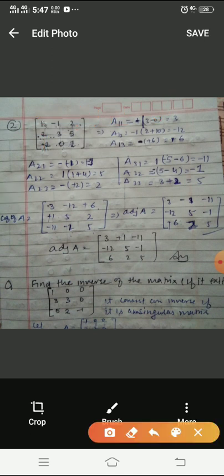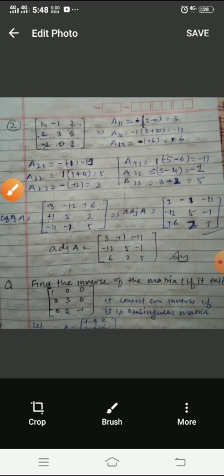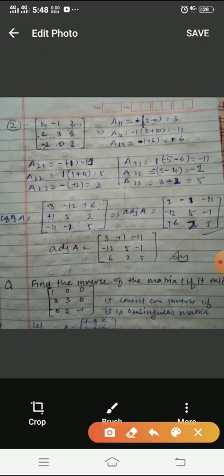Okay. So when you cross multiply, cancelling out this row and this column, you get 3 into 1 is 3 and 5 into 0 is 0. So we get only 3. So we get 3 here. Clear? Okay. Now let us find out the second one.